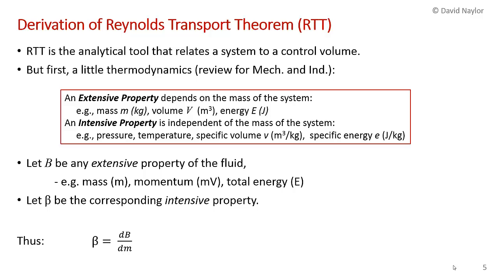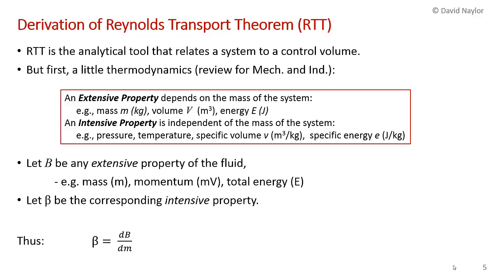And then there are intensive properties. These are properties that are independent of the mass of the system. Things like pressure and temperature, they can be defined at a point. In addition to those, we have properties that are expressed on a per unit mass basis. Things like specific volume, that's the inverse of density, so it's how much volume per kilogram, or specific energy, which is how many joules per kilogram a substance might possess. So that's extensive properties and intensive properties.